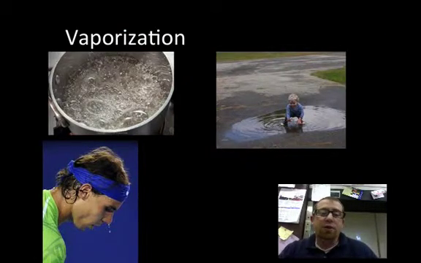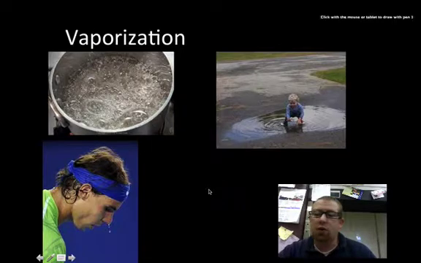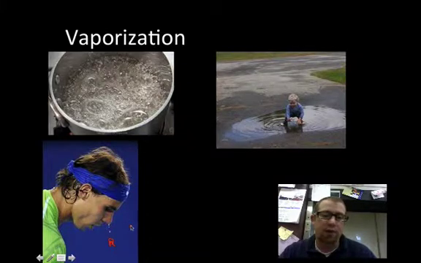Okay, vaporization is another change of matter. So on a hot day, or while doing exercise, a person perspires or sweats. So you can see this sweat coming off of this tennis player as he has been working out really hard. And this sweating is the body's way of cooling us down. So how does that work?